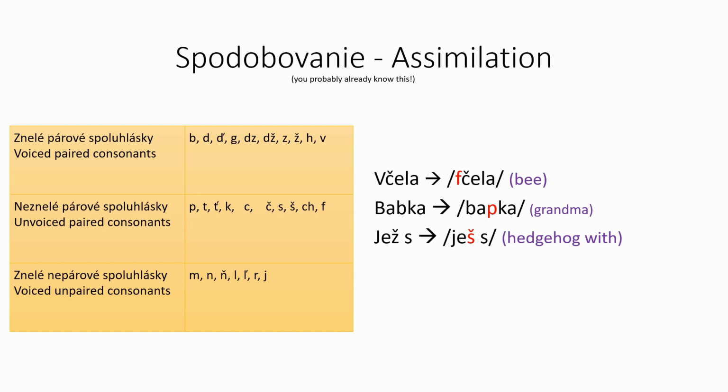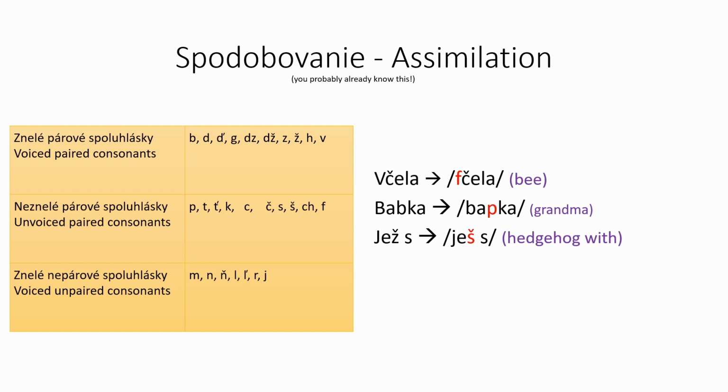So our third rule is that assimilation will only occur when two consonants of differing voice are placed next to each other. That means if we have two unvoiced consonants next to each other, there will be no assimilation. Similarly, if we have two voiced consonants next to each other, there will be no assimilation. However, if we have a voiced and an unvoiced consonant, or an unvoiced and then a voiced consonant, assimilation will occur. So let's look at the very first example.